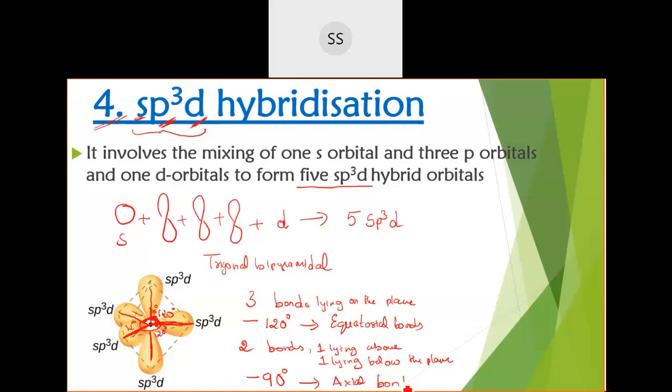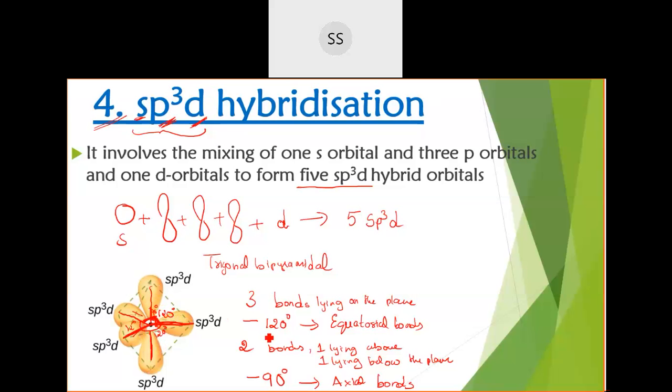They are on the axis, so they are called axial bonds. Okay, this you need to keep in mind now. The bonds that lie on the plane, these three bonds, are called equatorial bonds, and the bonds which are perpendicular to these equatorial bonds are called axial bonds. So the two bonds perpendicular to the plane make a 90 degree angle each, and the ones on the plane make an angle of 120 degree each.